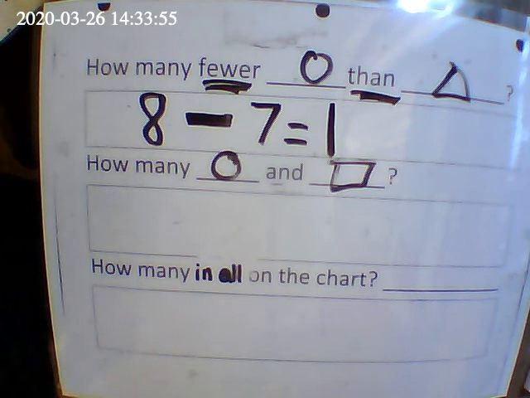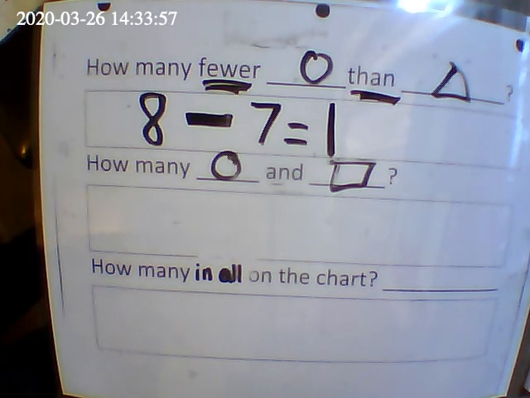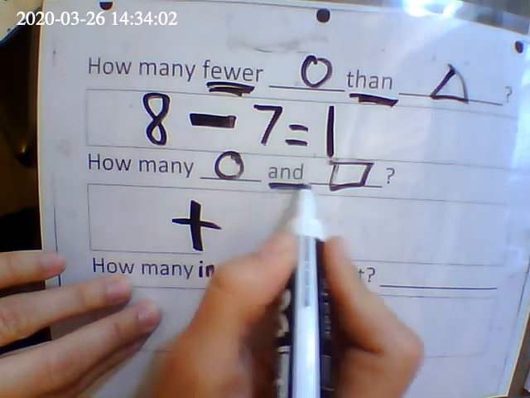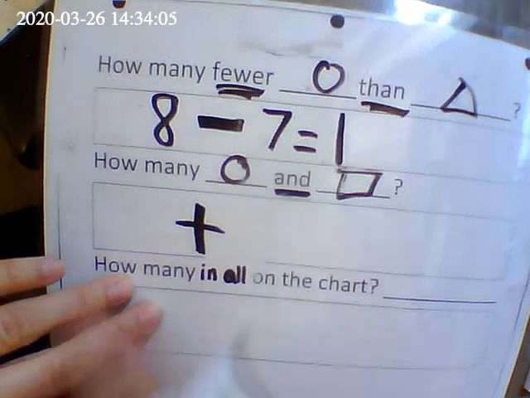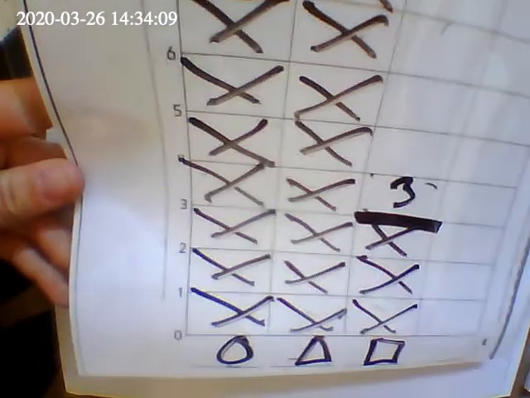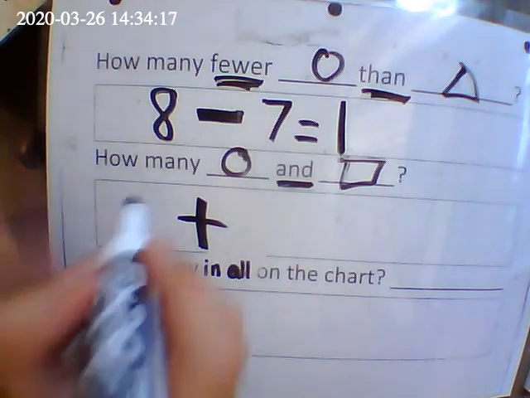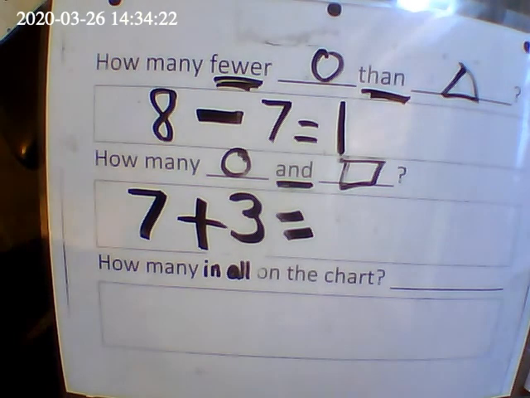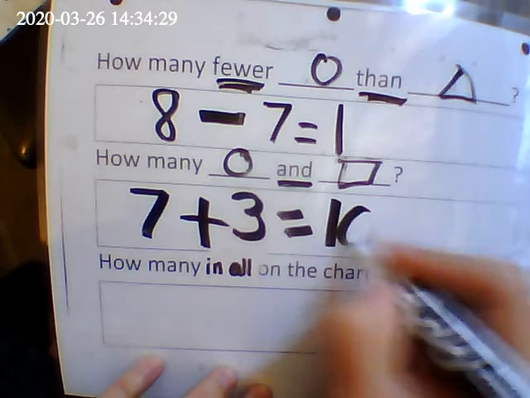Are we adding or subtracting? Adding. And the word that's telling us to add is because we want to know how many and together. So we want to combine them, put them together. So let's look back at our circles. How many circles do we have? 7 circles. And how many squares do we have? 3. So let's do 7 plus 3 equals, solve. And the answer is a 10 fact.